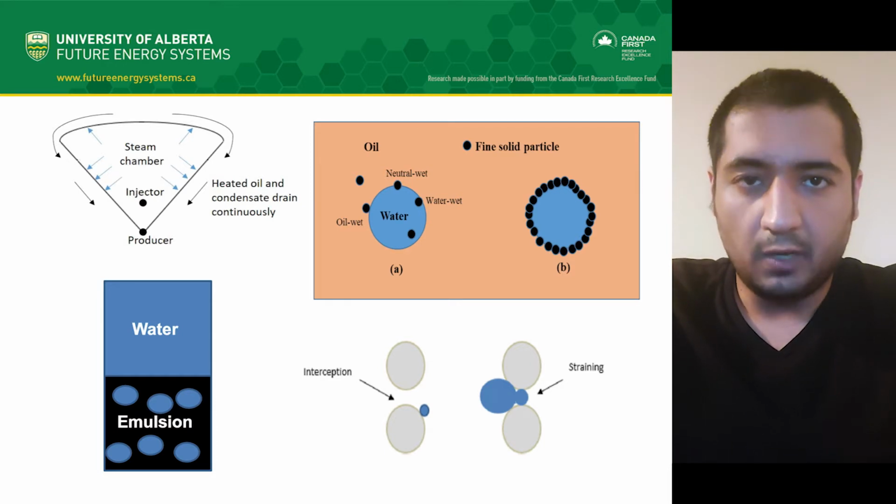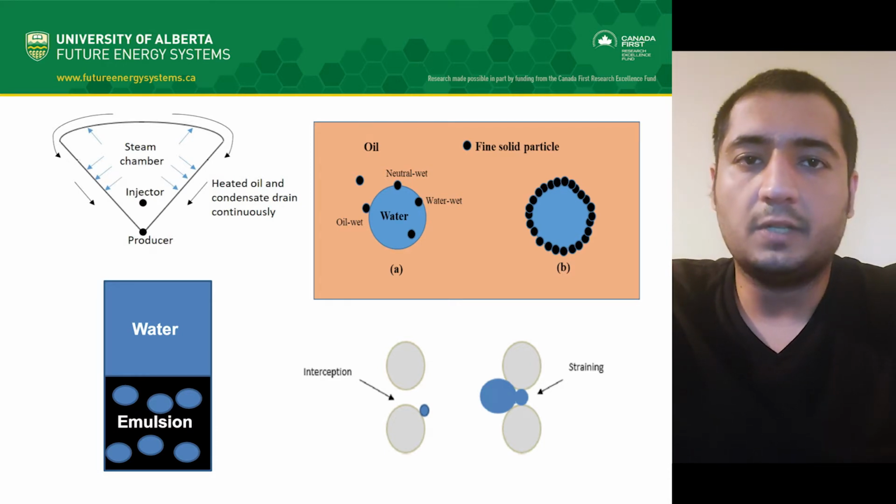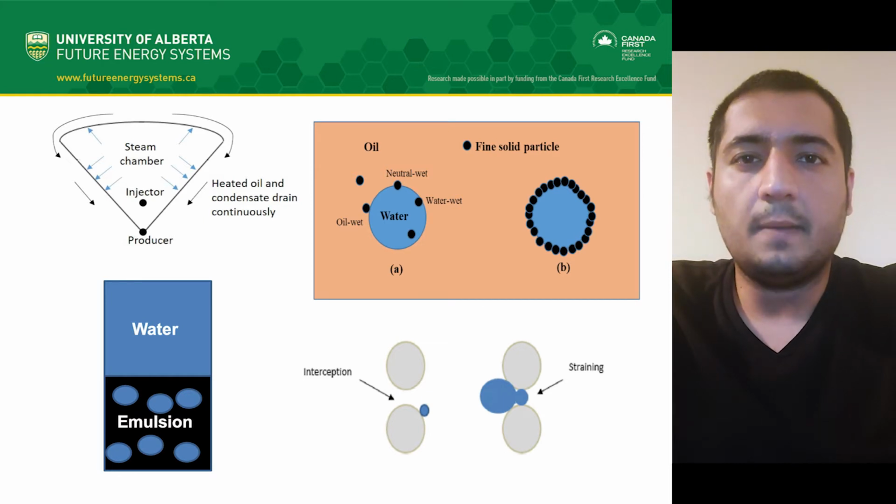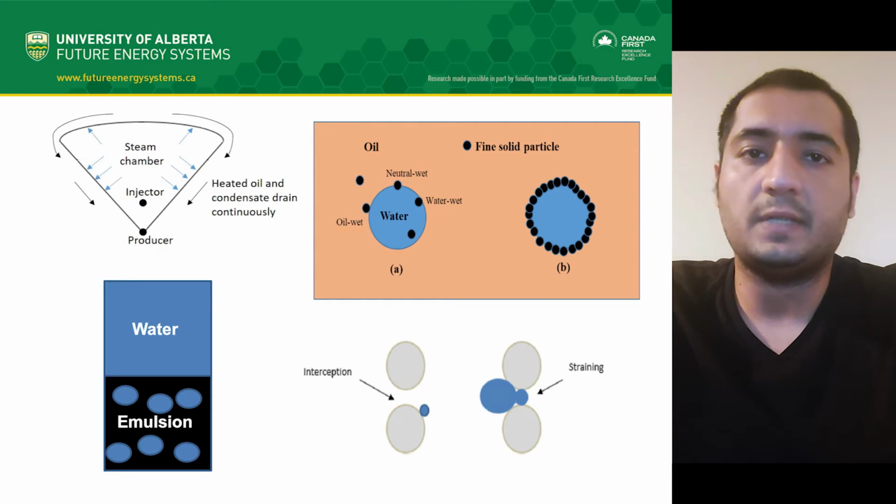Did you know that in recovery of bitumen from Alberta reservoirs, a lot of steam is injected in the formation? Hot steam injected warms the cold bitumen, making it easier for the fluid to be produced in this process.